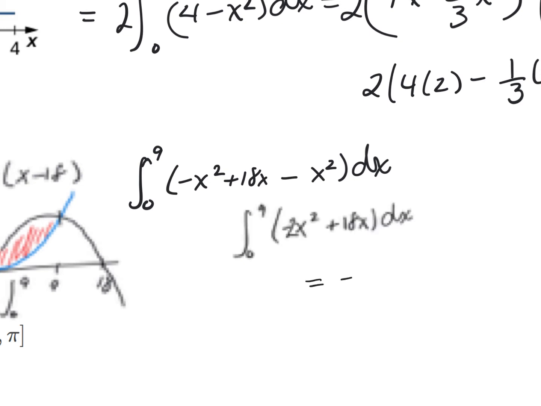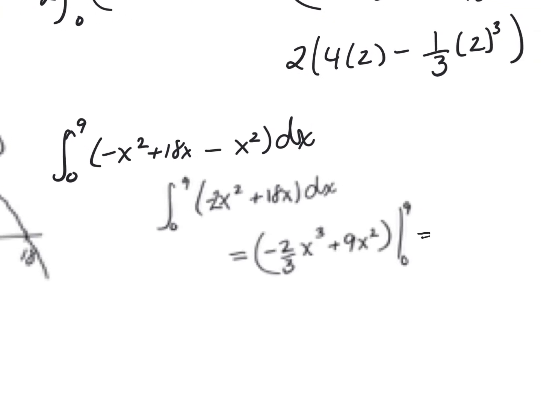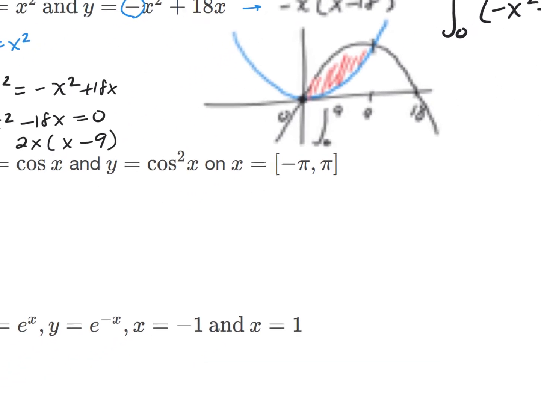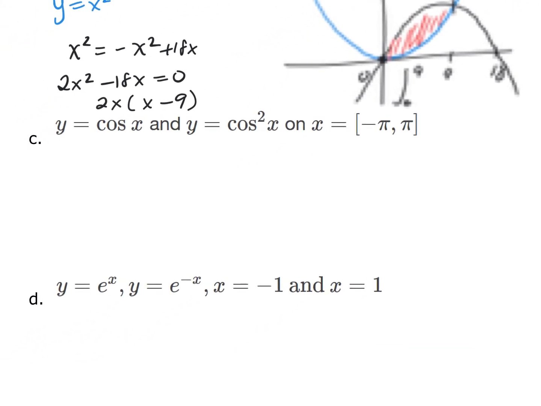This then becomes negative 2/3 x raised to the third plus 9x squared, evaluated from 0 to 9. And when I get done, this becomes 243. Now these are units of area, so we should have units squared on all of these because it is an area, so it'd be units squared, whatever the units are.